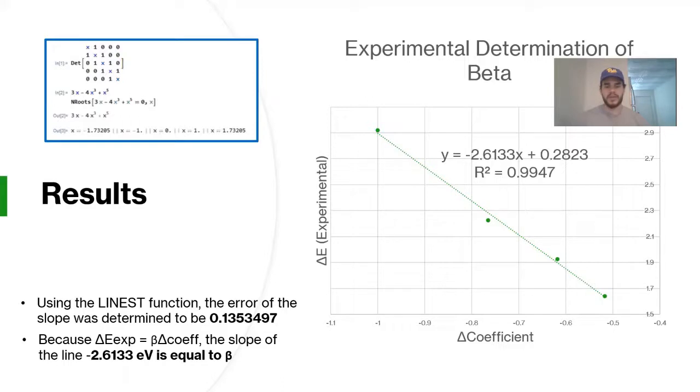Based off the equation that the change in the experimental E is equal to beta times the change in the coefficient, the slope of the line on the graph is equal to beta and had a value of negative 2.6 electron volts. The error of the slope was determined to be 0.135.